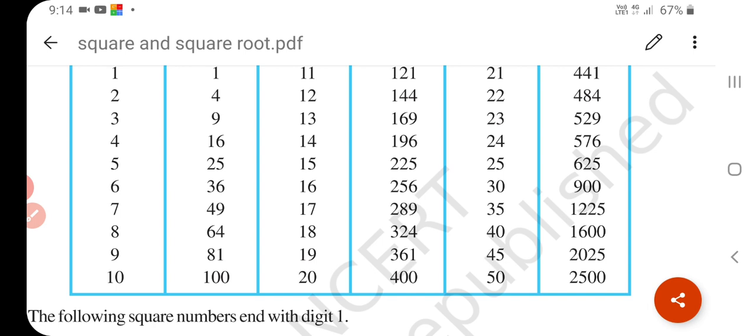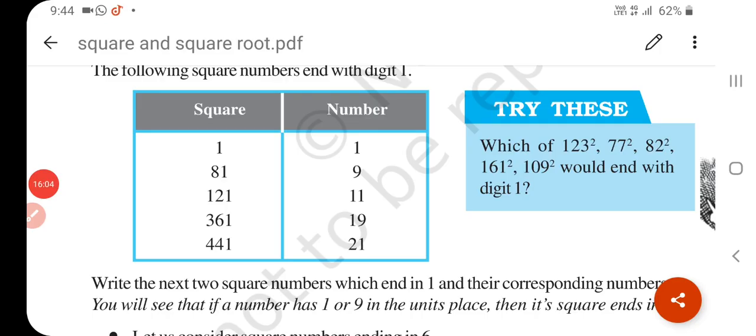When a number ends with 2 zeros, its square has 4 zeros. And when the number has 3 zeros, then its square has how many zeros? 6 zeros. A square number can have only an even number of zeros at the end. Students, you understand? Hence, when a number is multiplied with itself, the product is called the square of that number.